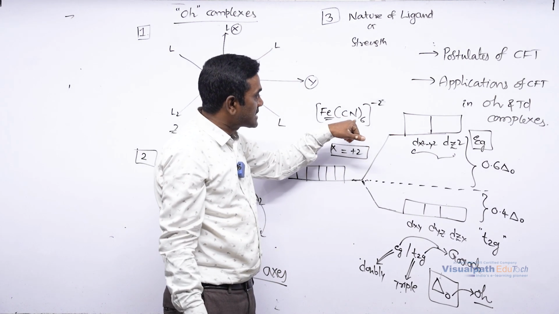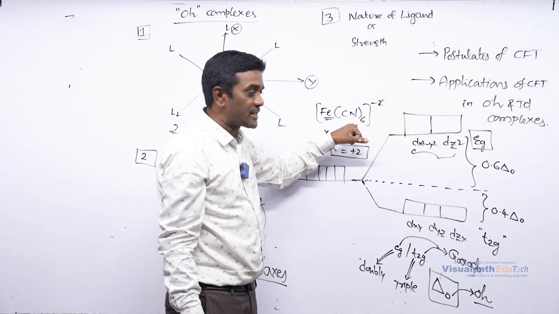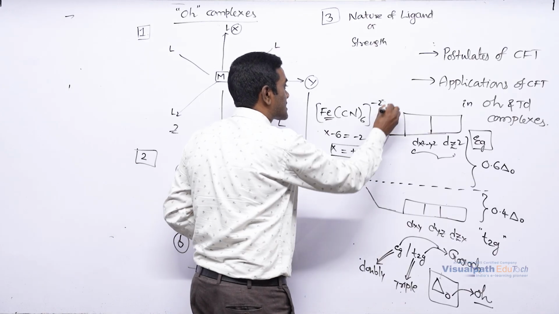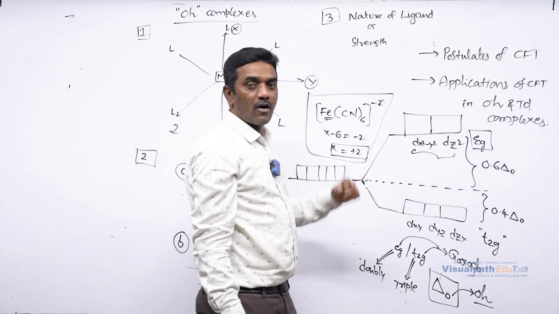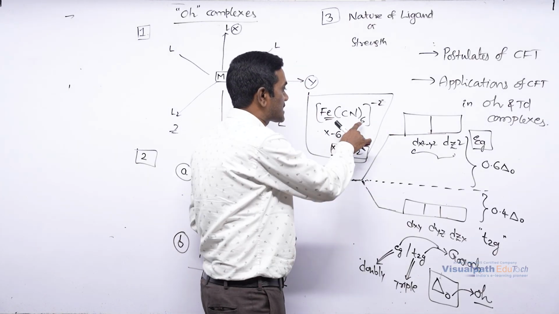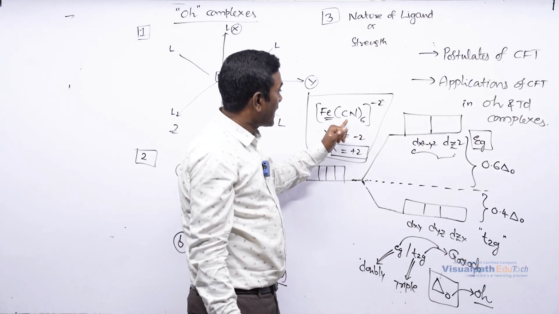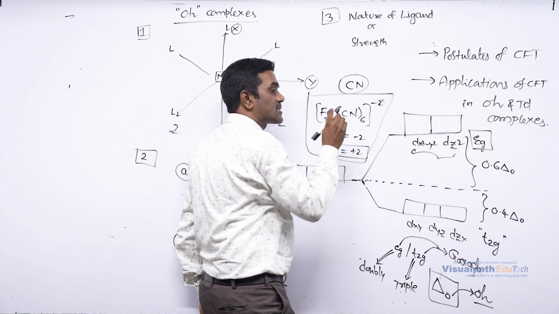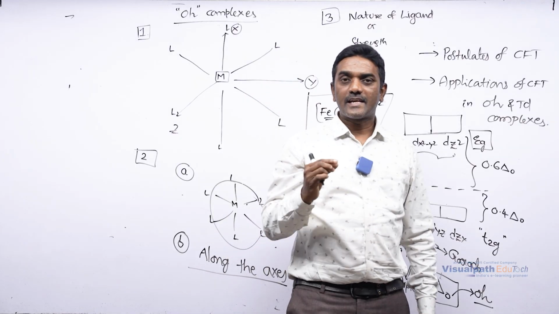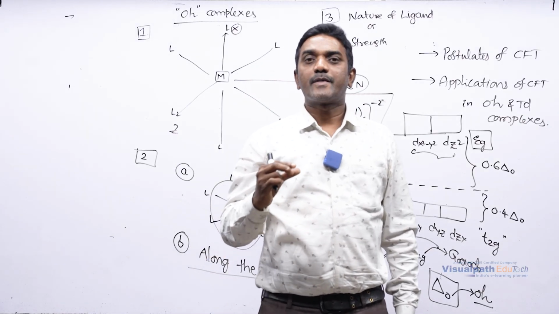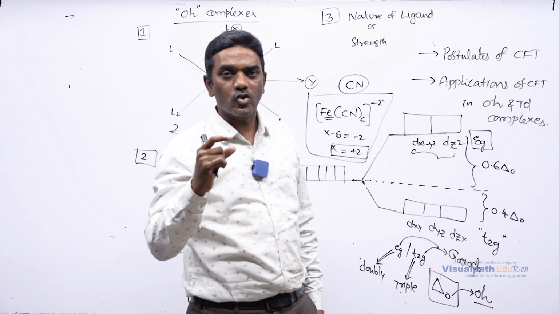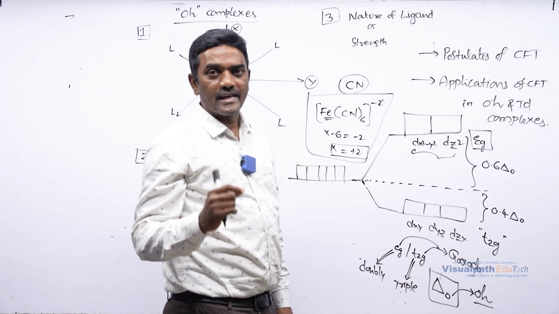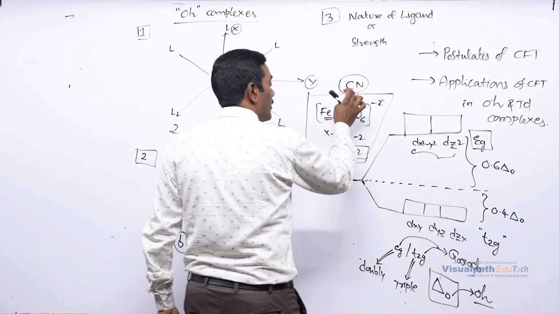Apart from that, these cyanides, how many ligand molecules are there? 6 ligand molecules are there. This is going to be an example of an octahedral complex. Why? Because 6 ligands are there. This cyanide is a strong ligand. How to know which is a strong ligand, which is a weak ligand? That is explained based on the spectrochemical series. In the spectrochemical series, this cyanide is going to be a strong ligand.